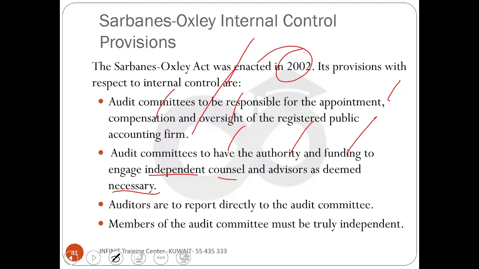If the audit committee feels that a special scope of work is needed, then they will have the authority over funding and engaging such independent counsel. And auditors report directly to the audit committee. The external audit companies will be reporting to the audit committee, and members of the audit committee must be truly independent. They should be outside the company. So all these provisions are there as per the Sarbanes-Oxley Act.